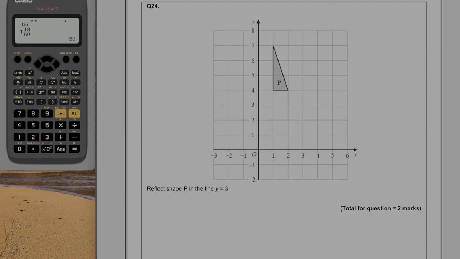Right, question 24. Reflect shape P in the line y is equal to 3. I always find it useful to draw the line first of all. So this is the line y is equal to 3. And then if I'm going point to point, that point would go to there, that point would go to there, and that point would go to there. And then join it up with as straight lines as we can. There we go.